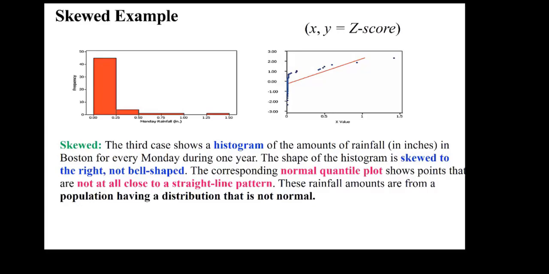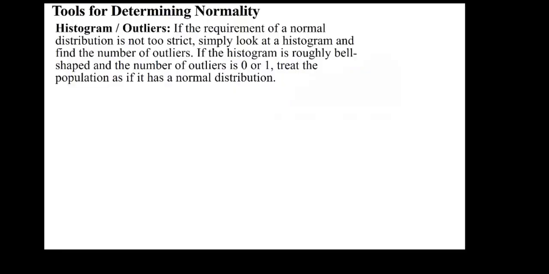Skewed. The third case shows a histogram of the amounts of rainfall in inches in Boston for every Monday during 1 year. The shape of the histogram is skewed to the right, not bell-shaped. The corresponding normal quantile plot shows points that are not at all close to a straight line pattern. These rainfall amounts are from a population having a distribution that is not normal. We are just examining different graphs. Tools for determining normality. We want to explain that. That was discussed as far as the histogram is concerned. We have looked at that, and we've seen some graphs.